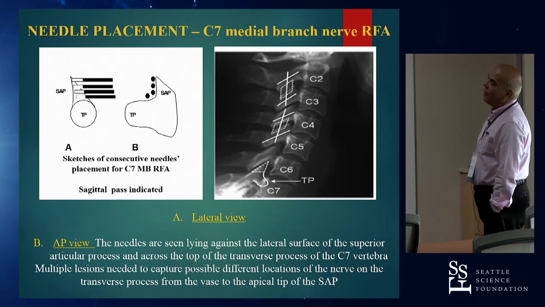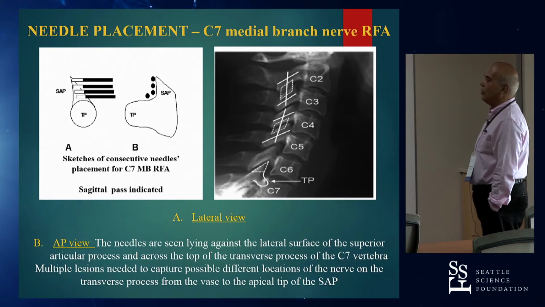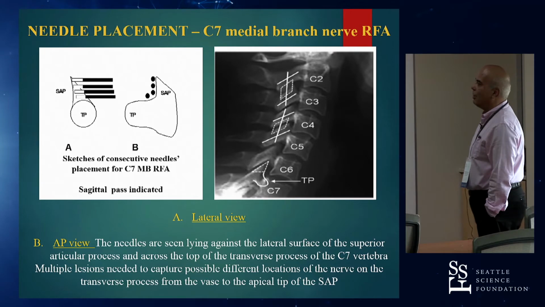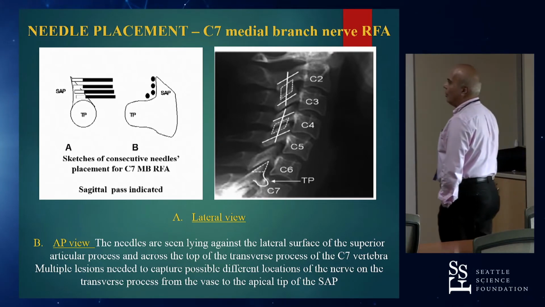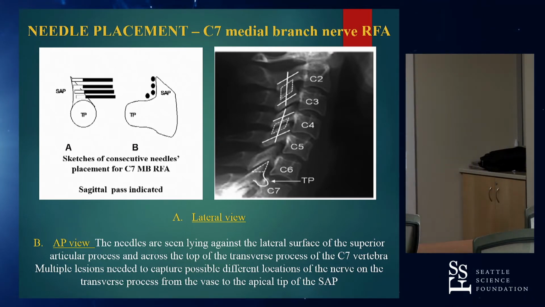You can see that you can perform multiple lesions in order to capture multiple possible locations of the C7 medial branch nerve on the transverse process, from the base to the apical tip of the superior articular process. And as I showed you in the picture before, you need to place the tip of the needle in that dashed triangle in order to achieve the correct placement of the needle to perform this type of procedure.